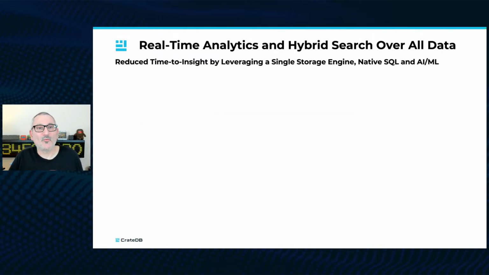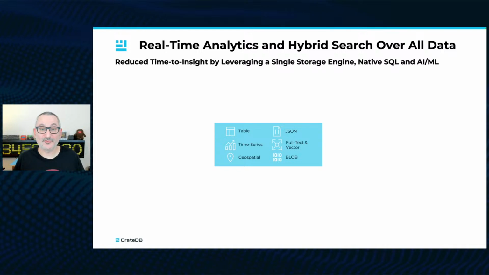So let's have a look at this in a little bit more detail. CrateDB stores all sorts of different data types in one place, in one database. Everything lives in a table, something you're familiar with from the relational world. But inside that table, you can have columns that contain all sorts of different data types. So you might have a time series, something that's indexed by timestamp. You might have geospatial data. It could be GeoJSON or well-known text format, two standards that are widely adopted.